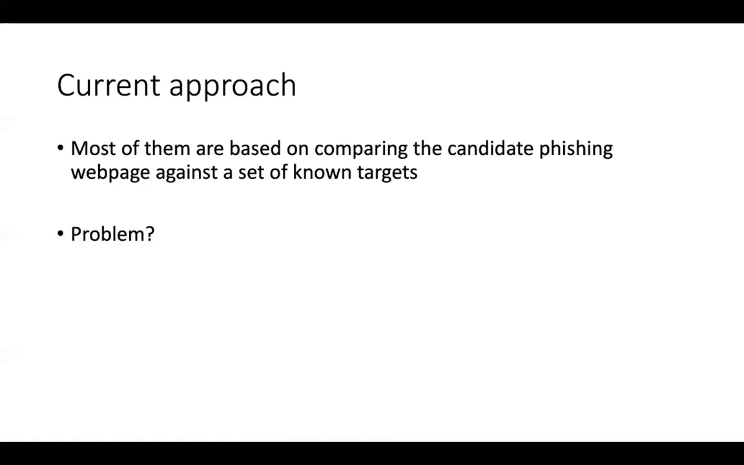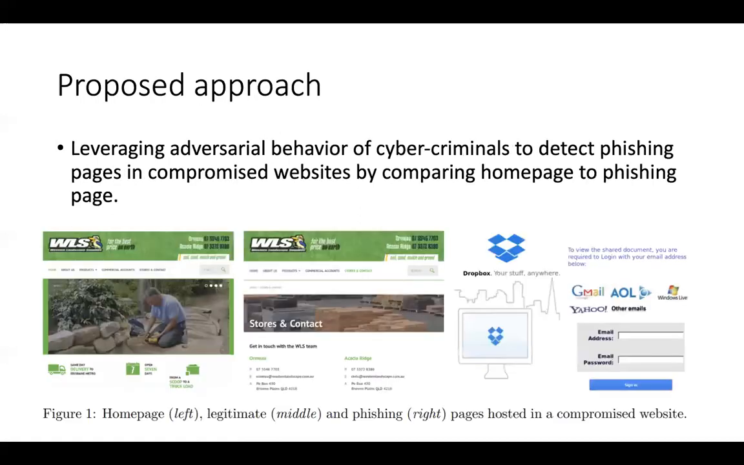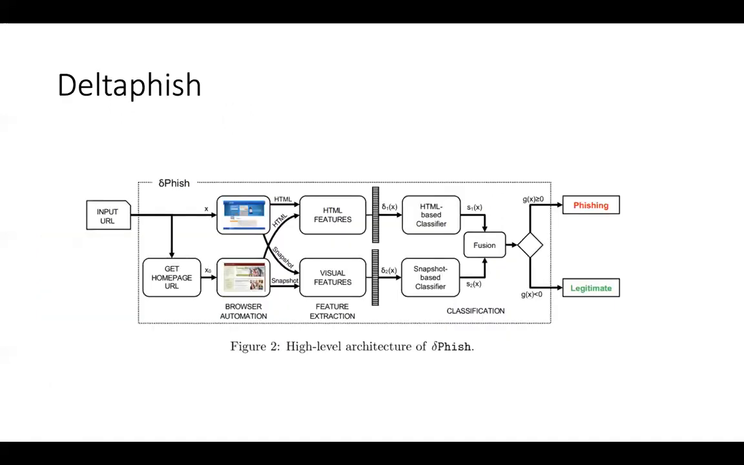So the proposed approach for this paper is leveraging adversarial behavior of cyber criminals to detect phishing pages in compromised websites by comparing the homepage to the phishing page. As you can see, the homepage is those two images on the left, and it looks very different from the phishing page on the right. So they hope that by comparing how they look, you can know whether a page is phishing. This is what they call DeltaPhish.